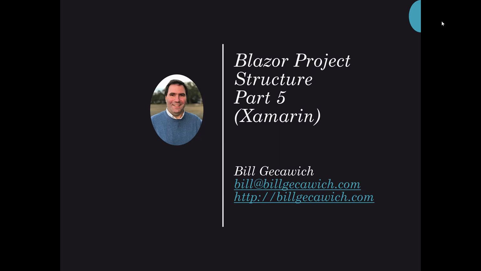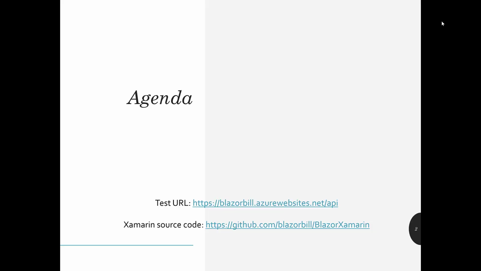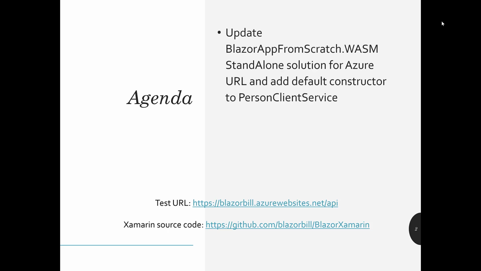In this video, we're going to cover Xamarin as it relates to the Blazor app from scratch application. I want to show you that the services or the libraries that you created as part of the client service and the DTO can be leveraged for other client applications using Xamarin. So the agenda for today will be we're going to first go and update the Blazor app from scratch WASM standalone solution for an Azure URL.